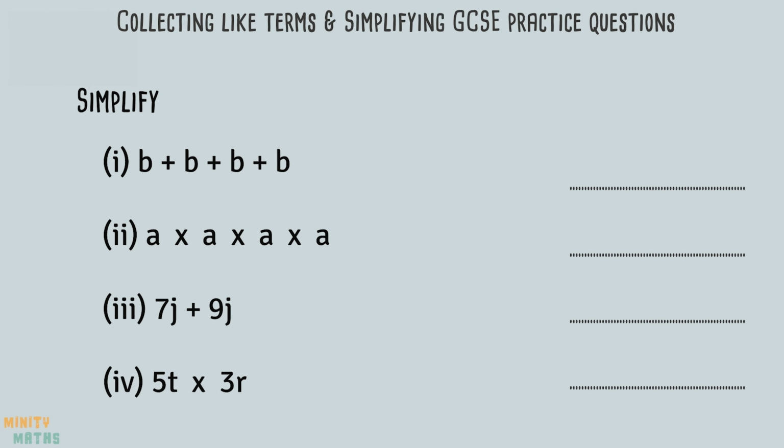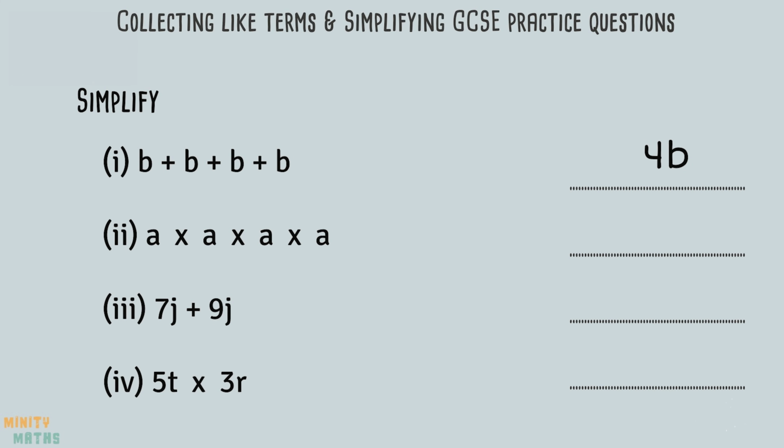Let's look at this first question. We are given 4 sub-questions to answer. These sorts of questions are usually worth 1 mark each. Question 1 asks us to simplify the expression b plus b plus b plus b. Here we have 4 lots of b's, which can also be written as 4b. This is now in its simplest form.